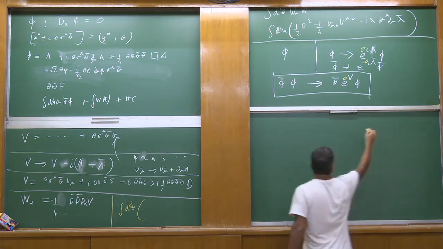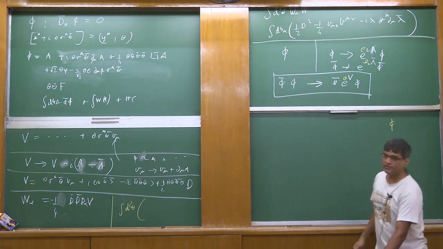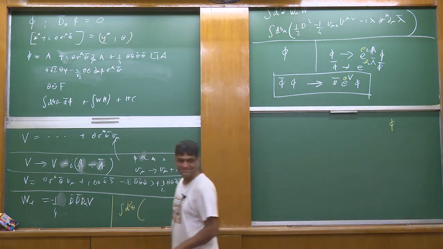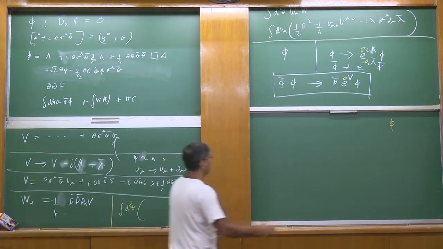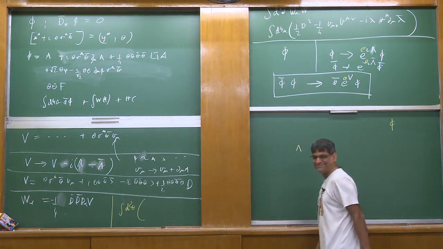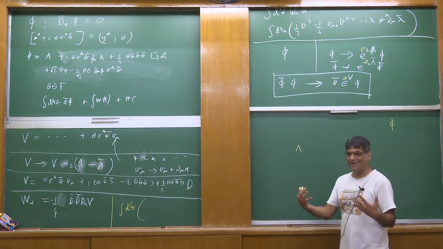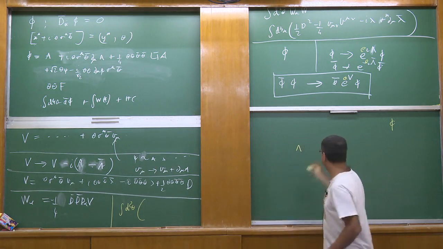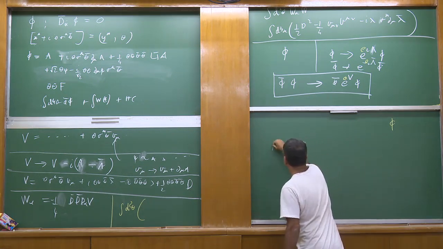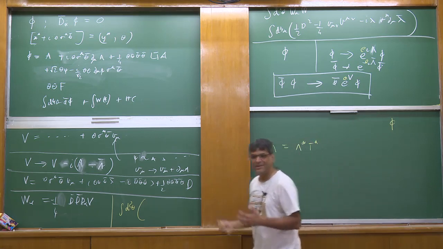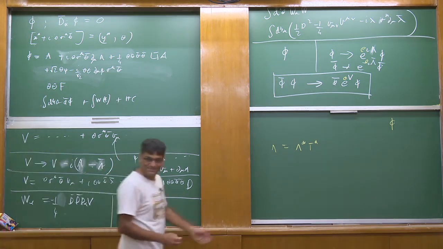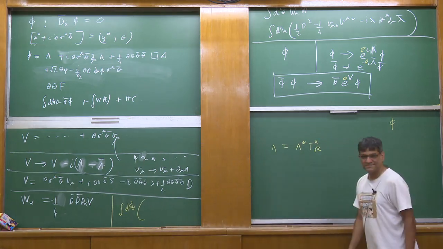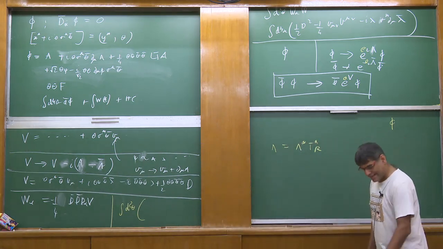First, our fields phi now transform in some representation of the gauge group as usual. Our gauge element lambda is also a matrix in that representation. So if we want, we can be specific and say lambda is equal to lambda^A T^A, where T^A are the representation matrices in that representation, T^A_R, where R is the representation in which phi transforms.